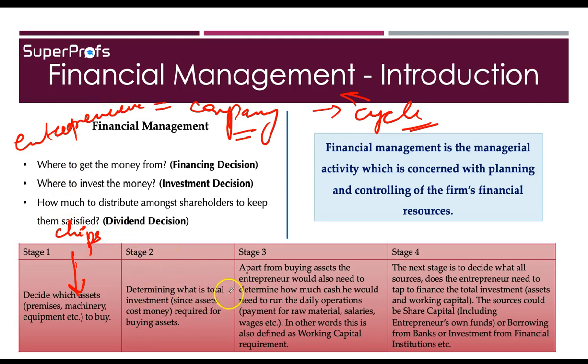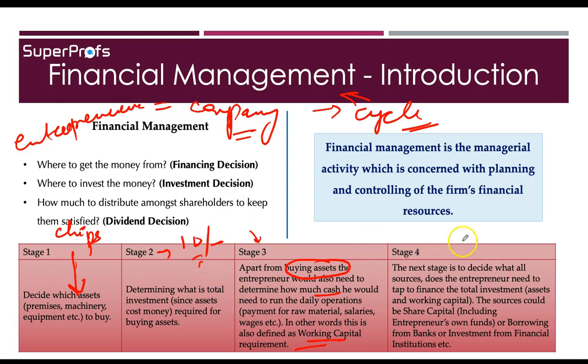Stage 2, when you determine what is the total investment required for buying these assets. In your case, this was the rupees 10. Then for starting an organization or a company, you need to decide whether, apart from these assets, you would also need some extra money. How much cash do you need? Or what is the working capital requirement? In your case, because it was a simple packet of chips, this step was not required. It was only 10 rupees that you needed.